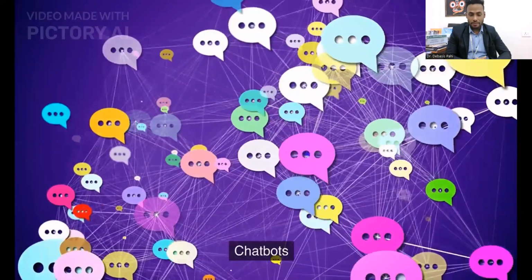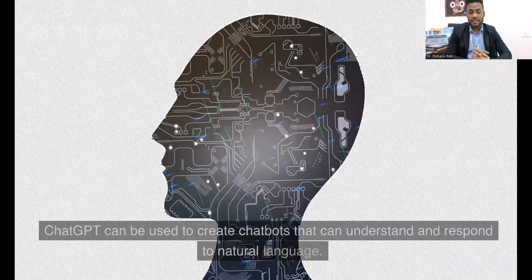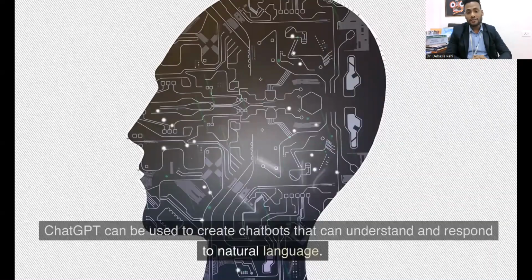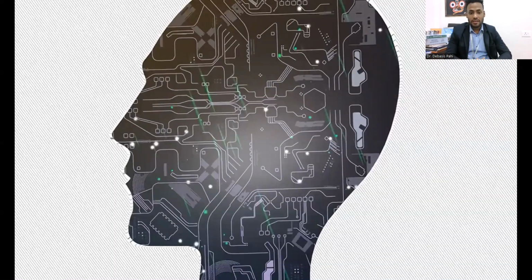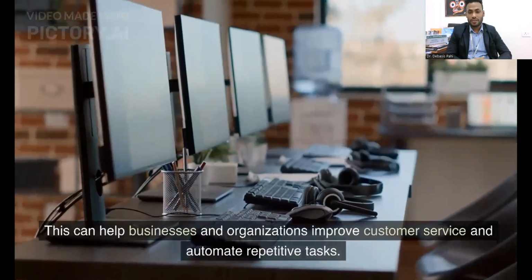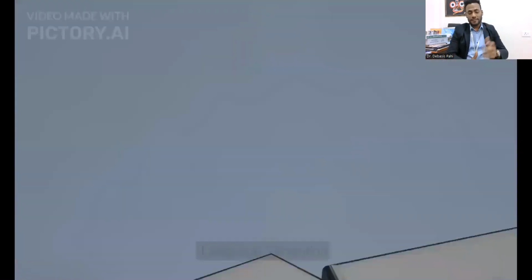Fourth one, chatbot. ChatGPT can be used as a chatbot that can understand and respond to the natural languages which we speak. This can help businesses and organizations to improve customer services and automate repetitive tasks.